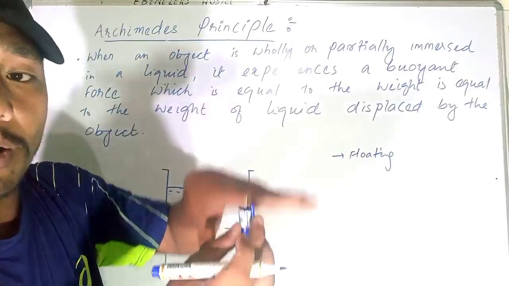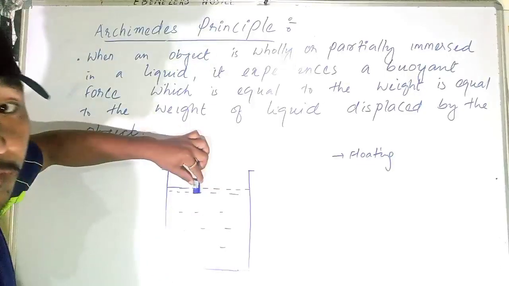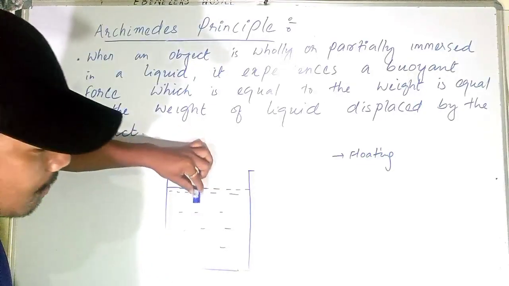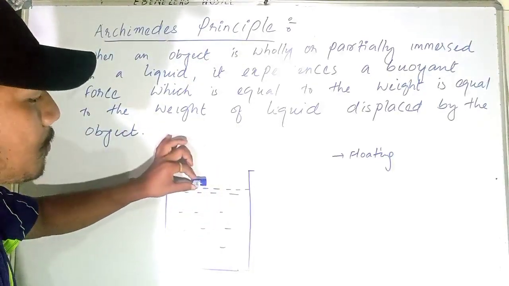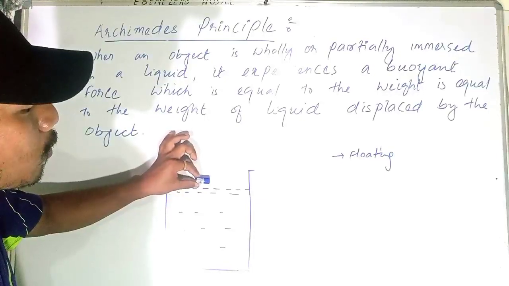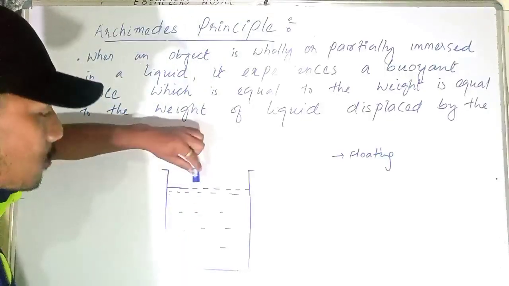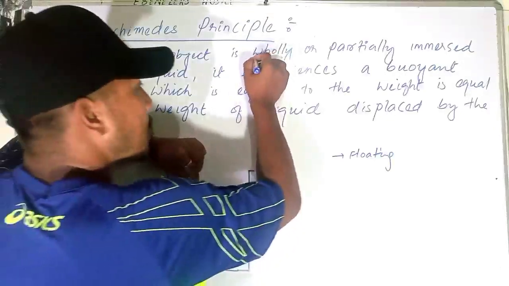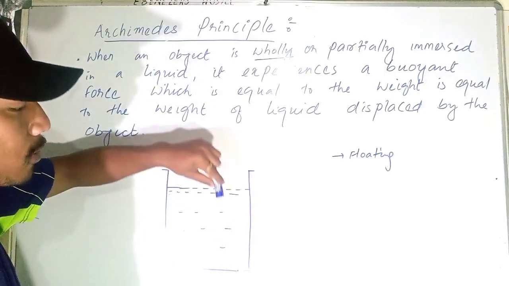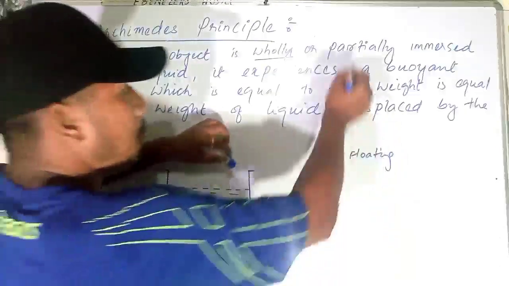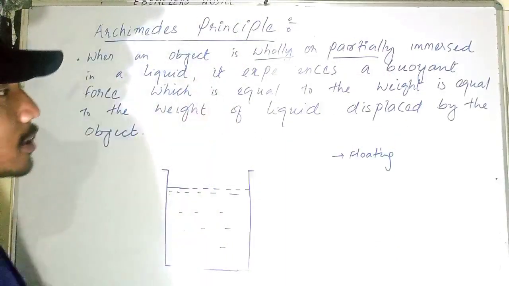It may be either partially immersed into the water, or it may be fully and wholly immersed into the liquid. We will not be discussing what is floating on the surface of the water. We are going to discuss the topic where the object is either wholly, that means full, totally submerged in the liquid, or partially, that means only part of it has been immersed. Okay, so that is what it says.